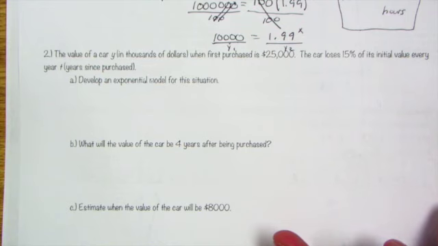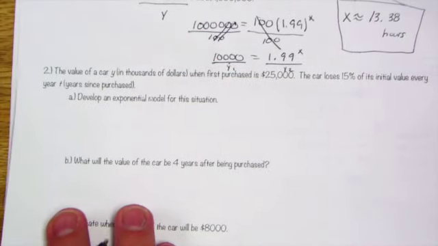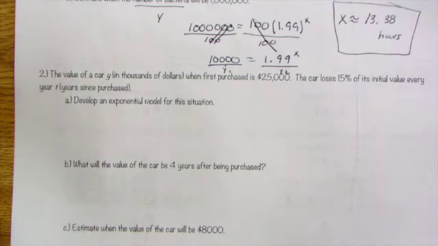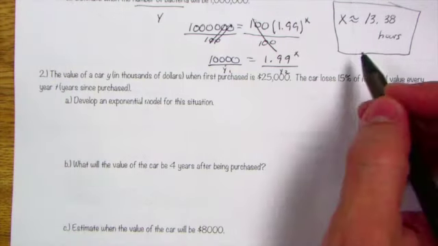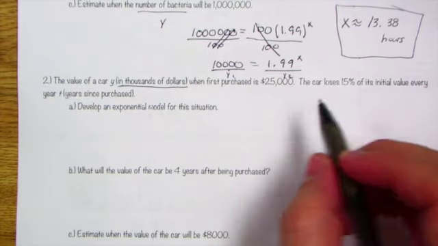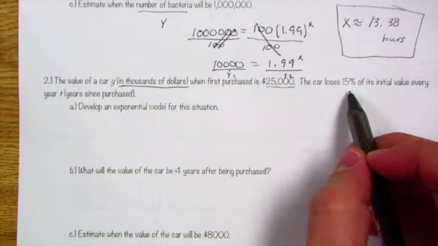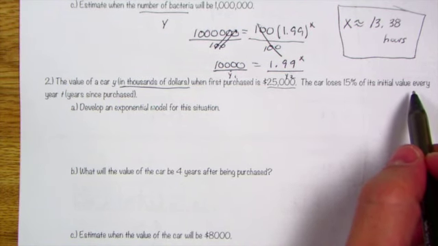But they lose value rapidly in the beginning. The value of a car y in thousands of dollars when first purchased is $25,000. Okay. So the car loses 15% of its initial value every year, or t years since purchased.